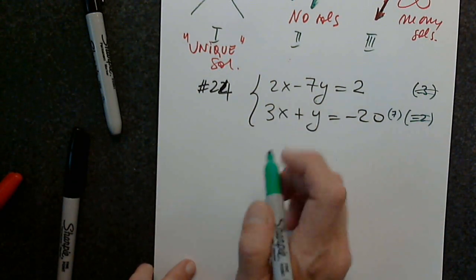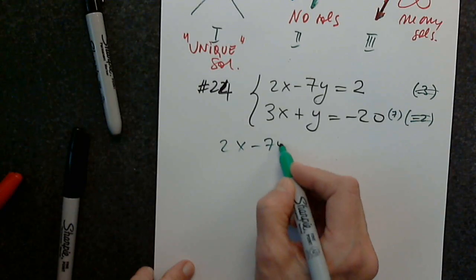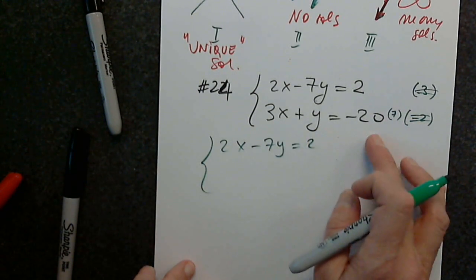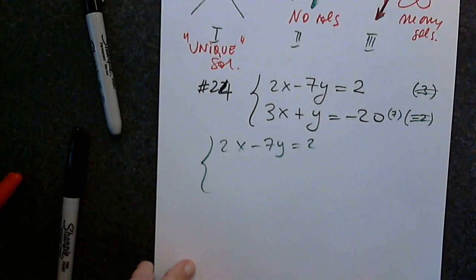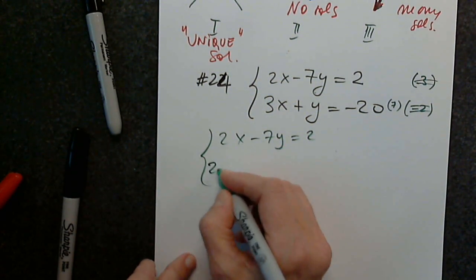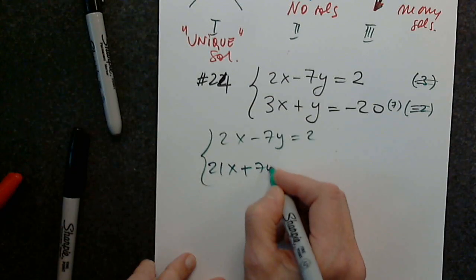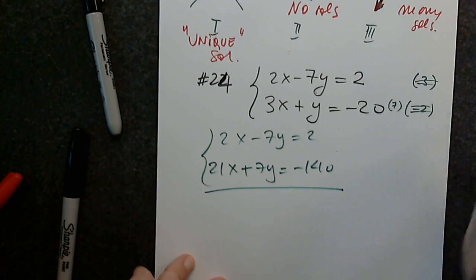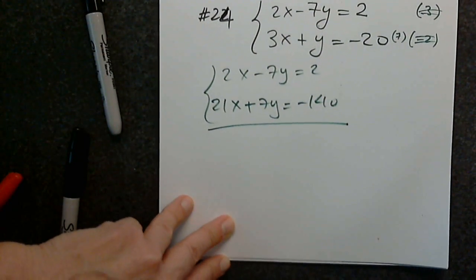So if I do that, I copy the first equation, and then I multiply the second one, each and every term. We cannot pick and choose. So this is 21x plus 7y equals -140. And now I will add term by term.